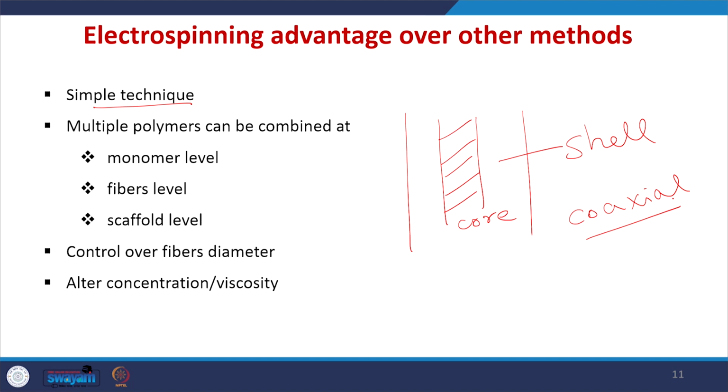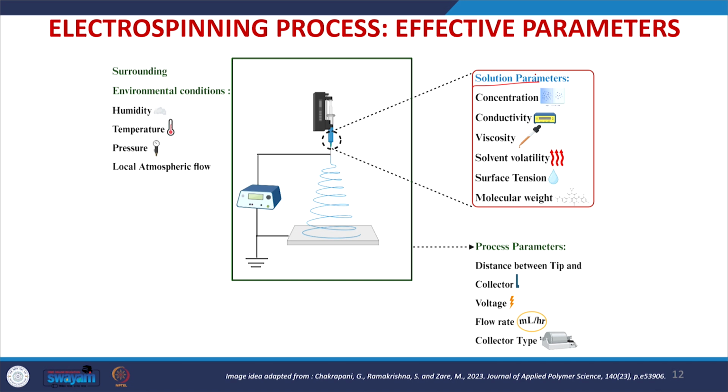We can also use a different kind of electrospinning setup for various applications. We can control the fiber diameter by simply adjusting the concentration and viscosity and other parameters. Let us see what are the various parameters involved in this electrospinning process. The parameters we can divide into three types. The first one is solution parameters. Under the solution parameters: the concentration of the solution, conductivity, viscosity, solvent volatility, surface tension and molecular weight.